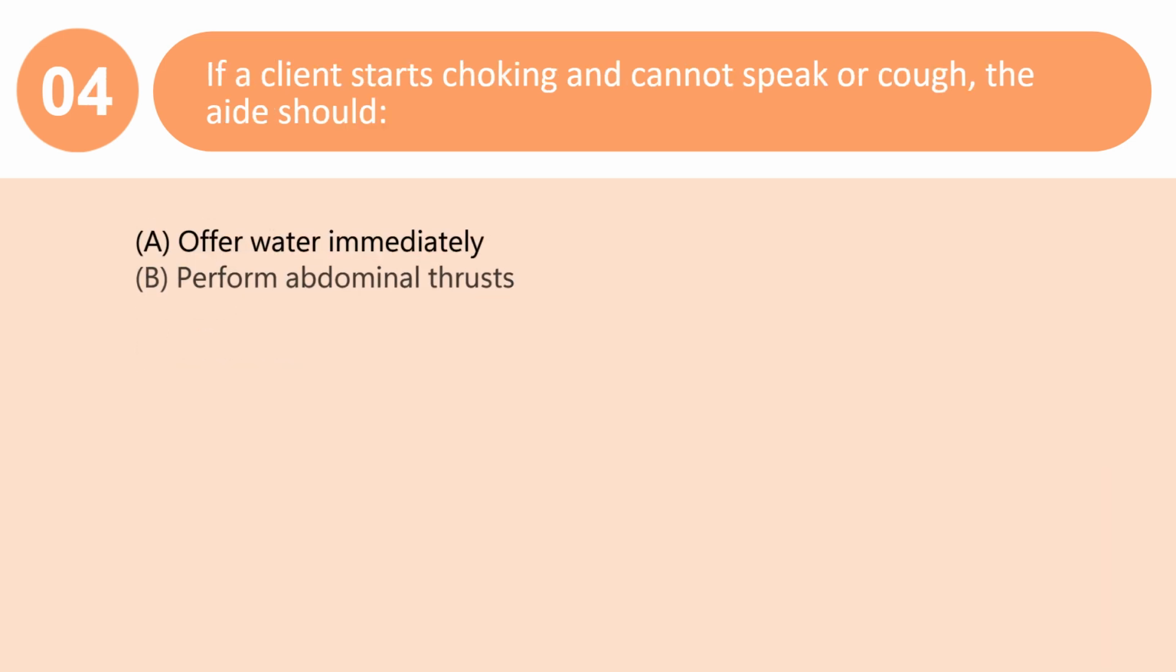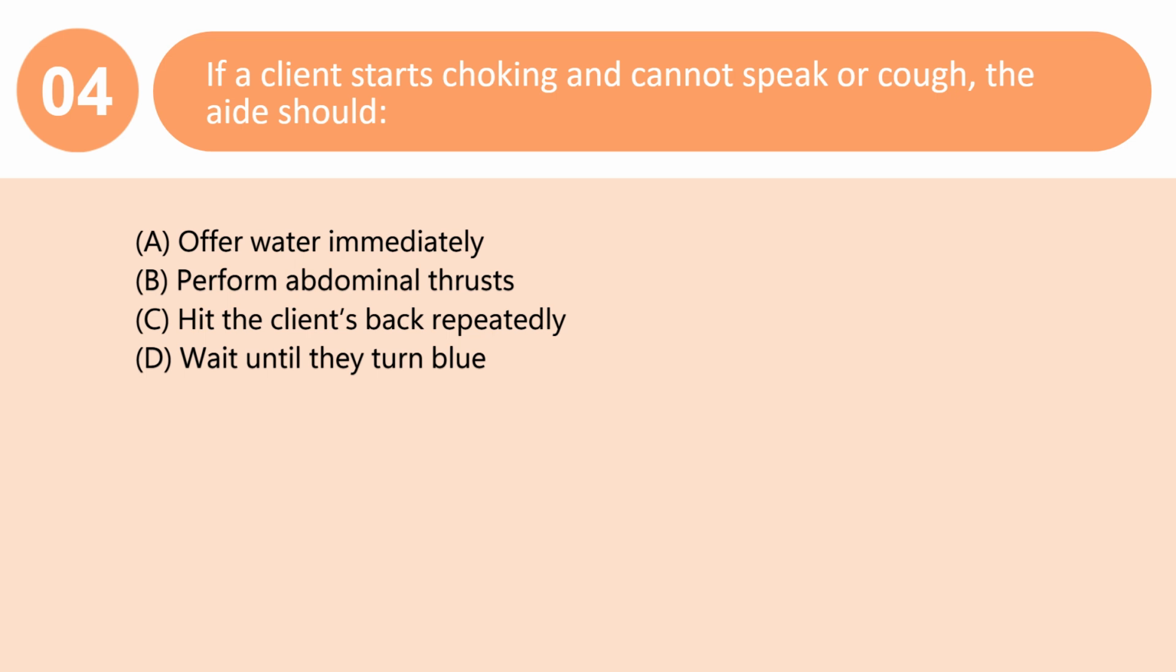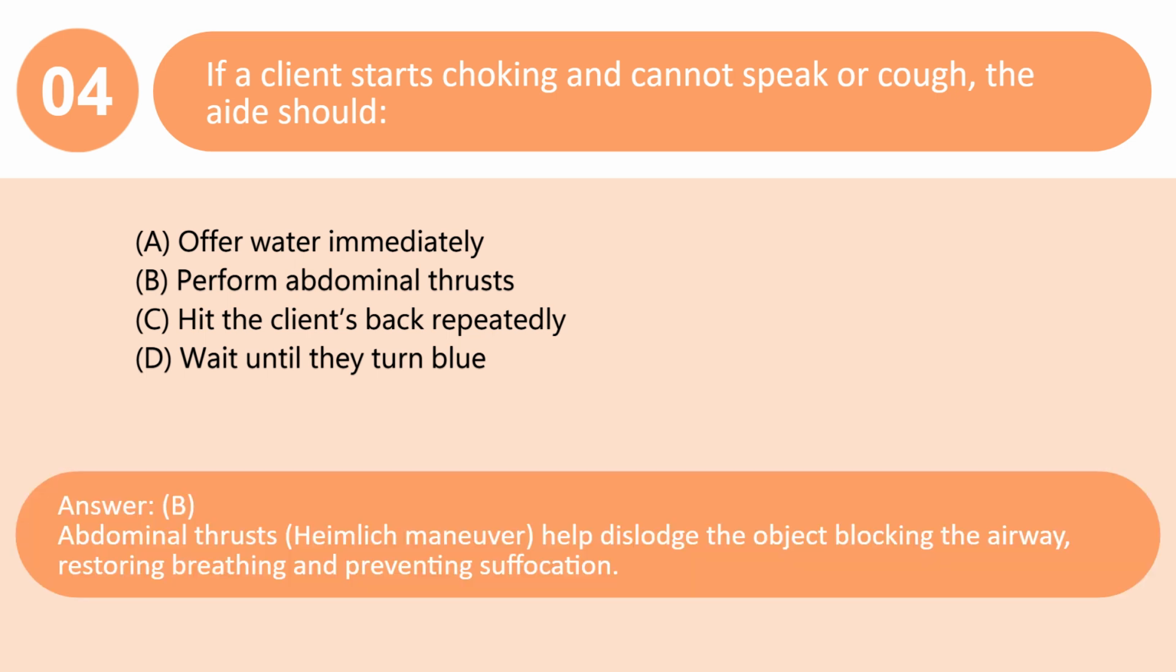If a client starts choking and cannot speak or cough, the aide should A. Offer water immediately. B. Perform abdominal thrusts. C. Hit the client's back repeatedly. D. Wait until they turn blue. Answer B. Abdominal thrusts, the Heimlich maneuver, help dislodge the object blocking the airway, restoring breathing and preventing suffocation.